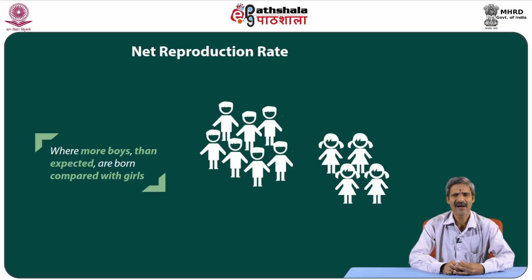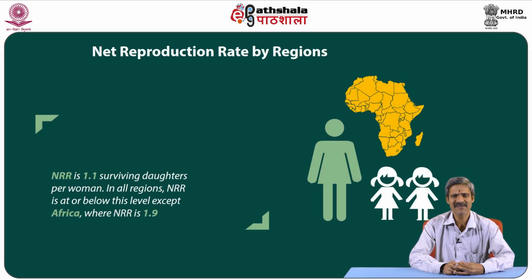If we look at NRR by different regions, NRR is 1.1 surviving daughters per woman, and in all the regions NRR is at or below the level except Africa. In Africa the NRR is 1.9. That means in Africa on an average each mother is replacing herself with about 2 daughters. This kind of trend would lead to faster population growth.